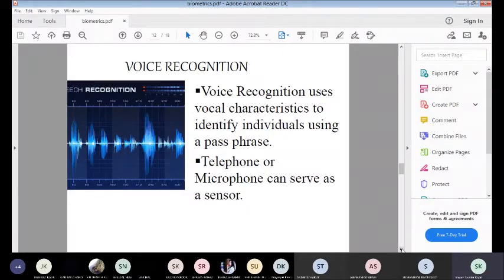And voice recognition is a behavioral type of biometrics, while the others were physiological. Voice recognition uses vocal characteristics to identify individuals using a passphrase. A telephone or microphone can serve as a sensor, right?